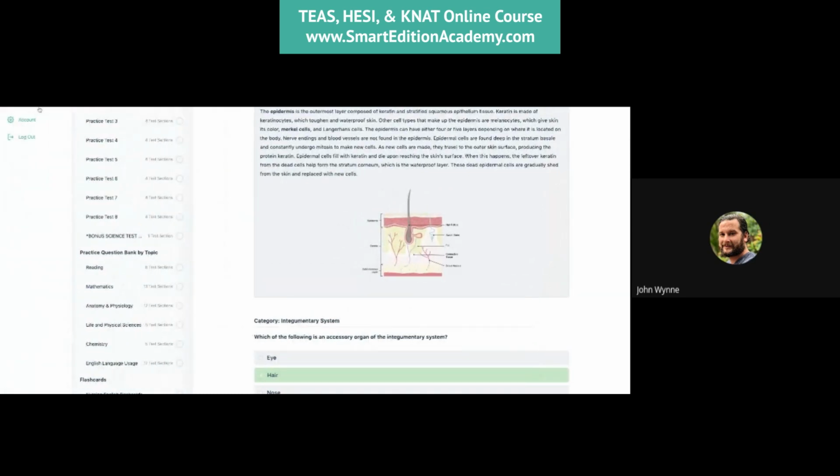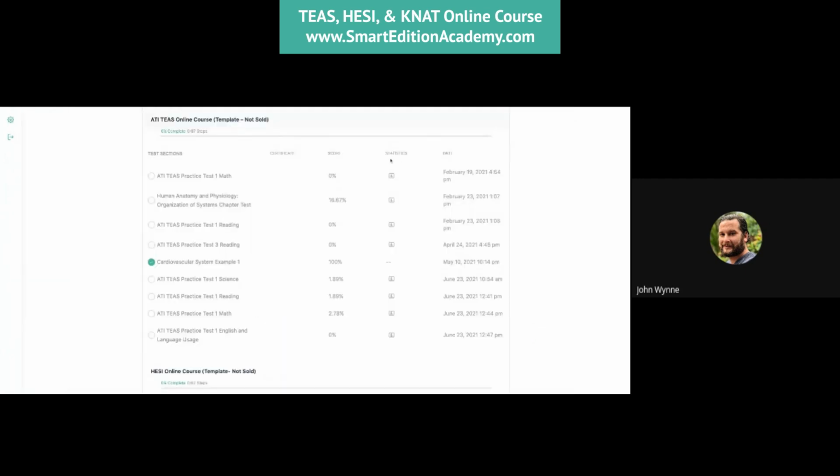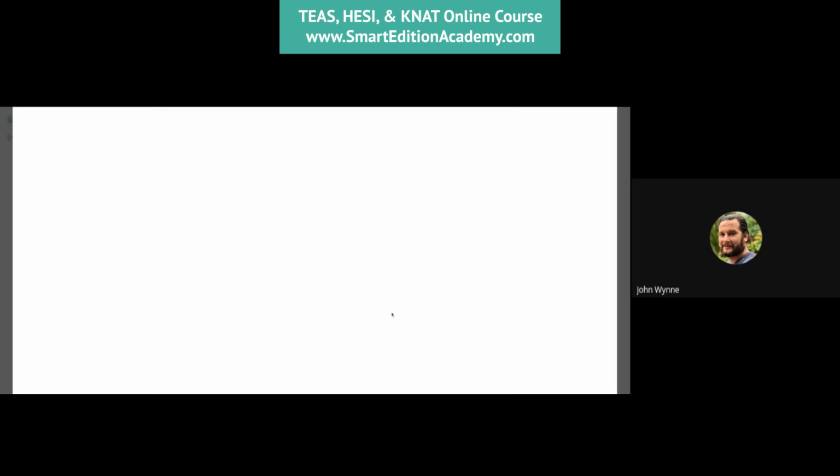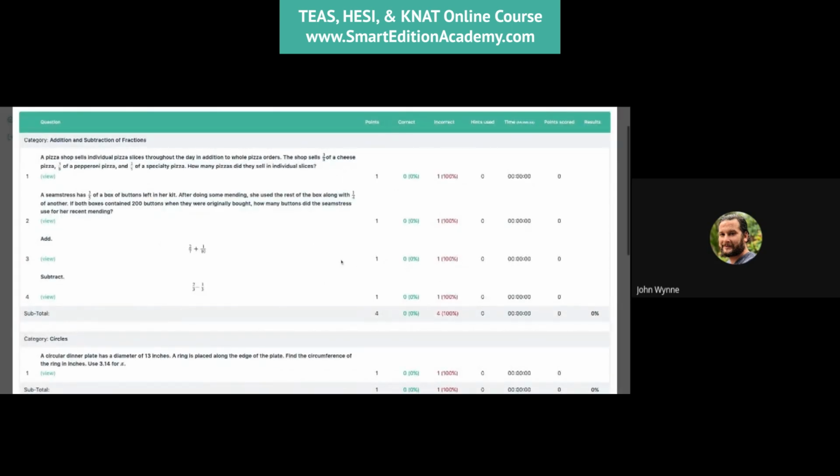The other thing I'll show you is that you can go back to these practice tests and see what your results were. Under the statistics column, you can see what your score was, and you'll also get a detailed scored report. So I'll just pick a math test here, and it will bring up that whole test, organized a little bit differently. It adds in the questions, so it'll tell you that for the category addition and subtraction of fractions, you had 4 questions on this practice test, and this is how you did. These are the incorrect and correct answers you got.